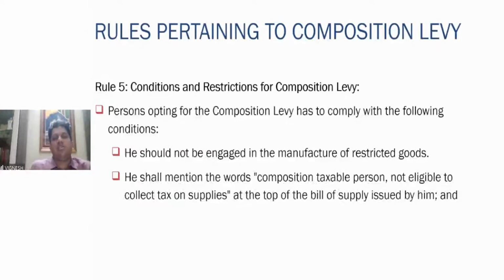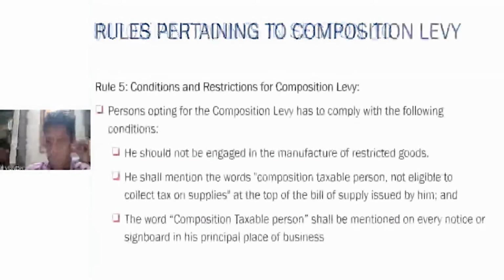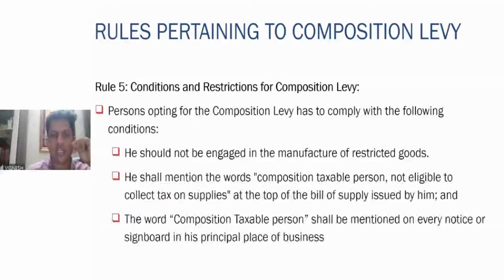He should not be engaged in the manufacture of restricted goods. Fine. Again, restricted goods as in illegal goods. Then he shall mention the words "composition taxable person, not eligible to collect tax on supplies" on top of the bill of supply. So he will not issue a tax invoice, but he will issue a bill of supply. In that bill of supply, he will clearly mention the wording composition taxable person, not eligible to collect the tax on supplies. The words composition taxable person shall be mentioned on each notice or signboard. Every notice and signboard will mention this.